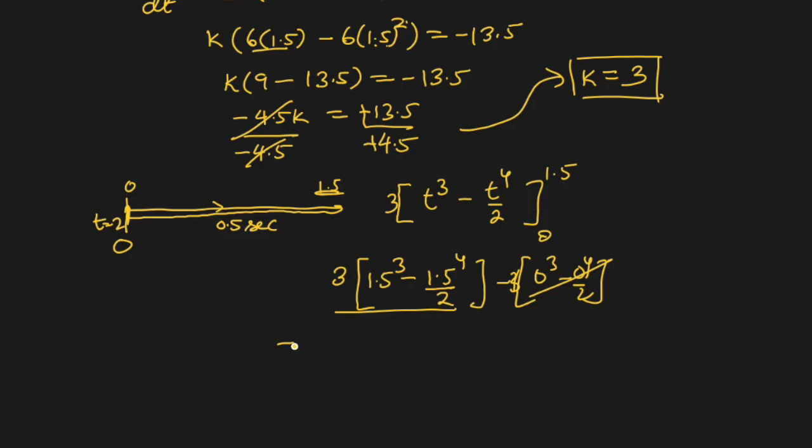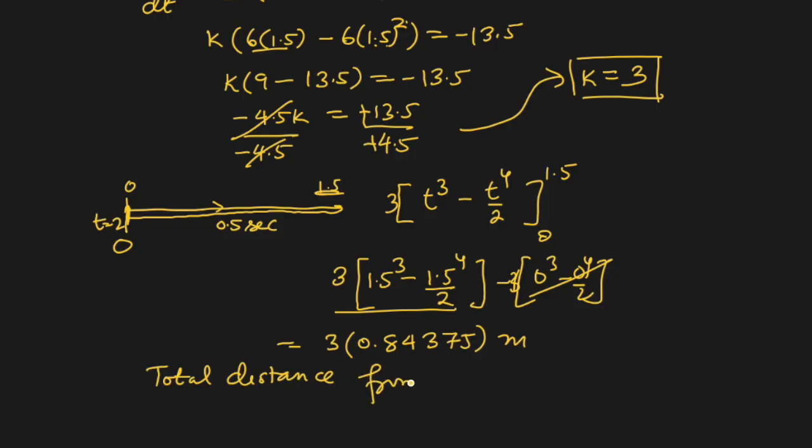So it will be 0.84375. This is what we get, meters, right? But it is only one-sided distance. We have to double it because it returns also. So the total distance from t equal to 0 to t equal to 2 will be twice this. It will be 2 times 3 times 0.84375.